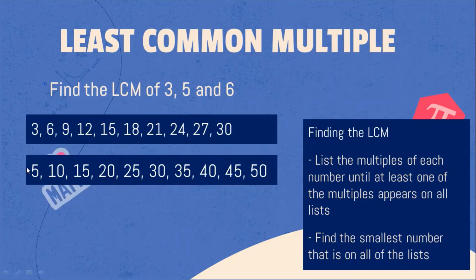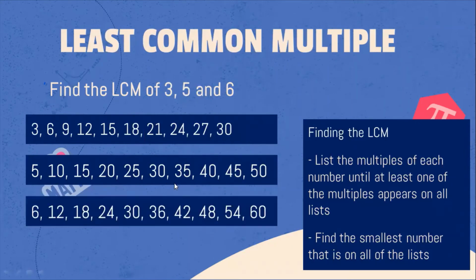We have the multiples of 5: 5, 10, 15, 20, 25, 30, 35, 40, 45, 50, and so on and so forth. We have the multiples of 6: 6, 12, 18, 24, 30, 36, 42, 48, 54, 60, and so on and so forth. We have the common multiple, which is 30.